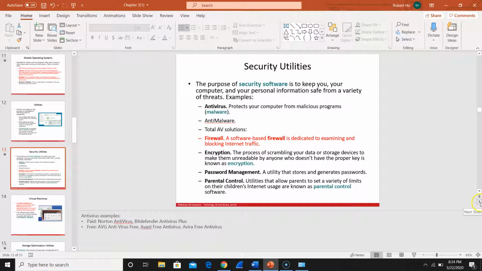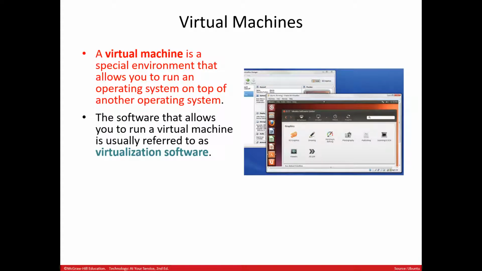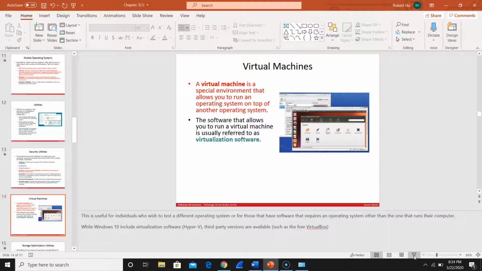Okay. So let's go to the next one. The next one is virtual machine. So what is a virtual machine? A virtual machine is a special environment that allows you to run an operating system on top of another one. The software that allows you to run a virtual machine is called virtualization software.